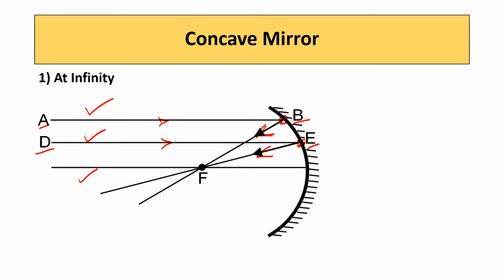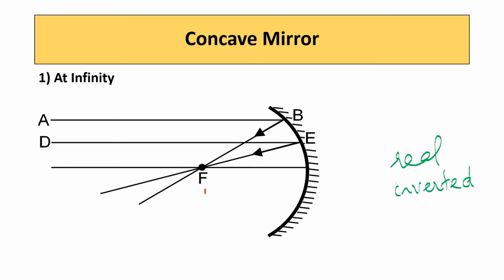If a ray is parallel to the principal axis, after reflection, it should pass through the focus as per rule 1. You can see here it is passing through the focus. At focus, you will get an image which is real, inverted and highly diminished.